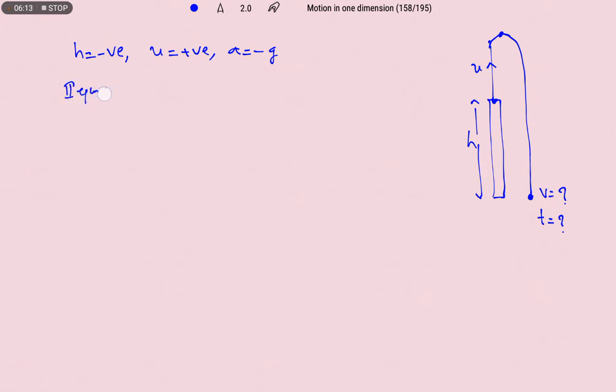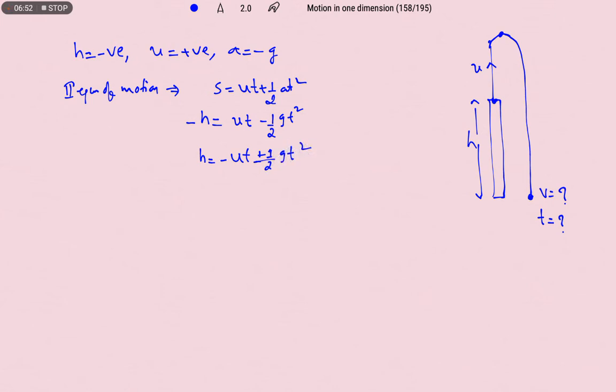So, second equation of motion. We know that s equals ut plus half at square. Now apply: the s value is h, ut has a positive sign, and acceleration due to gravity is negative, minus half gt square. So we can write h equals minus ut plus half gt square. Right, we can get it as a quadratic equation by taking LCM 2 from the right hand side.